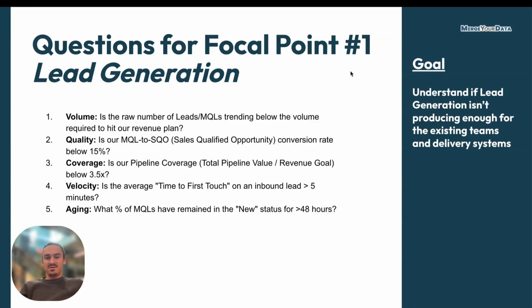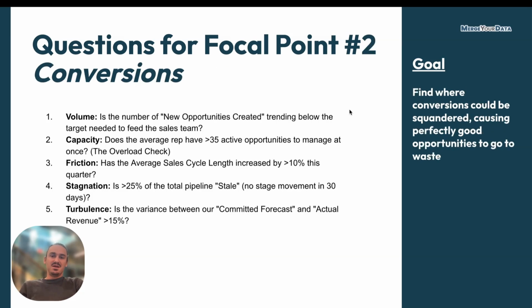So we're looking at 5 main things: overall volume and the quality of that volume, the coverage, if we're actually over the total pipeline value that we would need to meet our revenue goals, the velocity in terms of the time to first touch, and then aging as well, of which ones have not been contacted for a long period of time. That indicates whether or not lead generation is the actual problem or if it's a conversion issue instead.